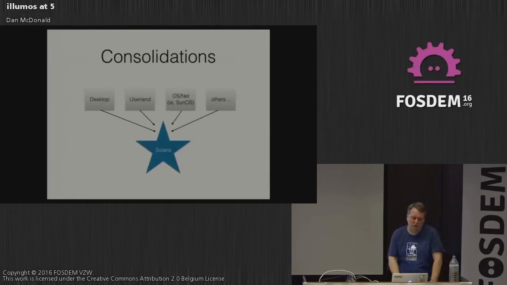To build Solaris 2, you had consolidations. You had desktop software, you had userland, you had the OS/Net consolidation, which is actually what formed the core of SunOS. You can pay attention to that rectangle as we see this picture pop up again. And there are other distributions as well, and you put them all together and they form Solaris. Whoops, what happened? Yep, there we go. Okay.